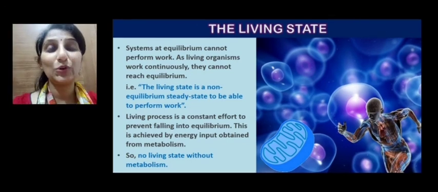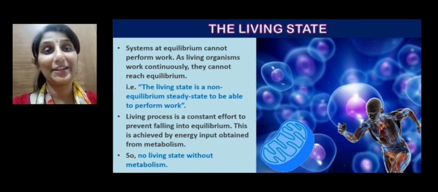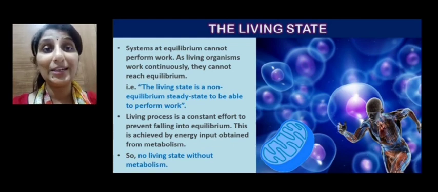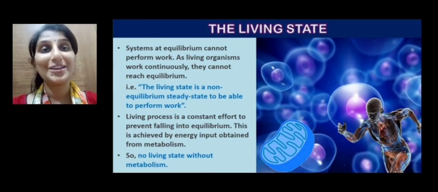Dear children, in this module we learnt about the sum total of chemical reactions, that is metabolism, which helps us to maintain a living state in our body. We learned about primary and secondary metabolites, which play a very important role in maintaining a steady state in our body. We also learned about catabolism and anabolism. And we learned how metabolism helps to maintain a living state by providing energy so that the body does not reach a state of equilibrium. Thank you.